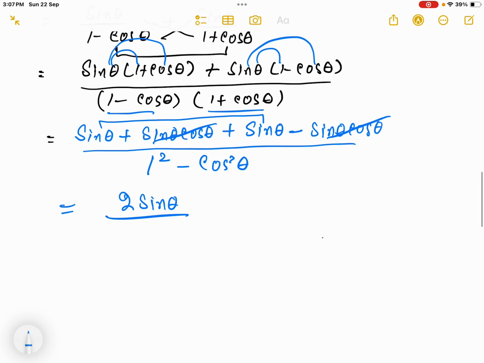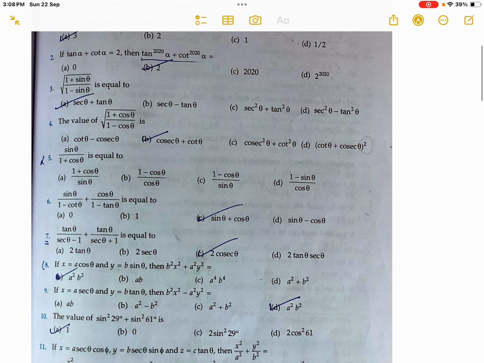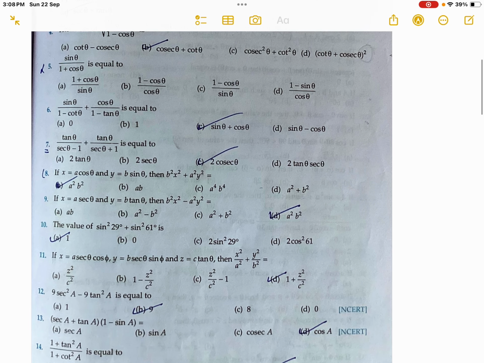Whole divided by, we know that 1 minus cos square theta is sine square theta and 1 minus sine square theta is cos square theta. So in place of 1 minus cos square theta, I will write sine square theta. So this is 2 times sine theta, and one sine theta will get cancelled out. It will be 2 divided by sine theta, because in the numerator sine theta will get cancelled out, and in the denominator I will be only having sine theta. So 1 upon sine theta is cosec theta, because we know that cosec theta is the reciprocal of sine theta. So the correct option is 2 times cosec theta.